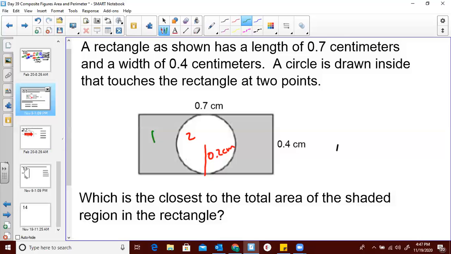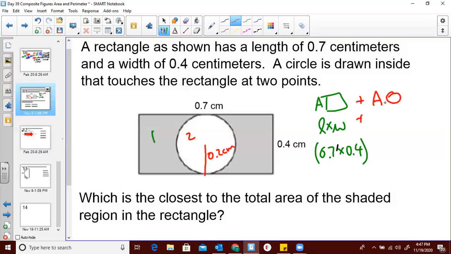Well, we have the area of a rectangle, and that's going to be plus the area of a circle. So for the area of a rectangle, we already know right away it's going to be length times width, and here they give us those, 0.7 times 0.4. All right, the area of a circle, you guys are going to want to make sure you look at your formula sheet, is going to be pi r squared. Well, we already determined that our radius is 0.2. Well, we know that pi is 3.14 in 8th grade. And we just need to multiply that by 0.2 squared. Do not forget this square.